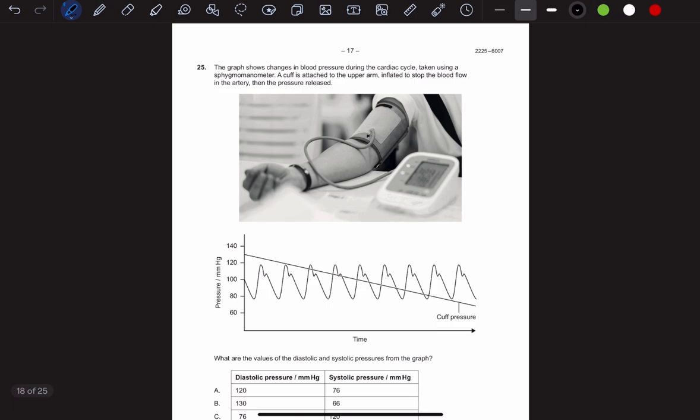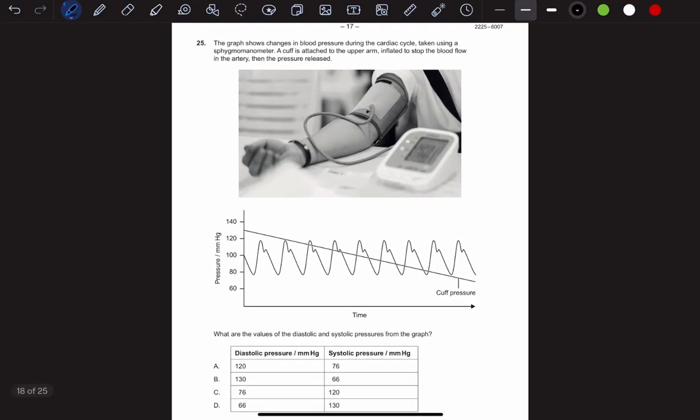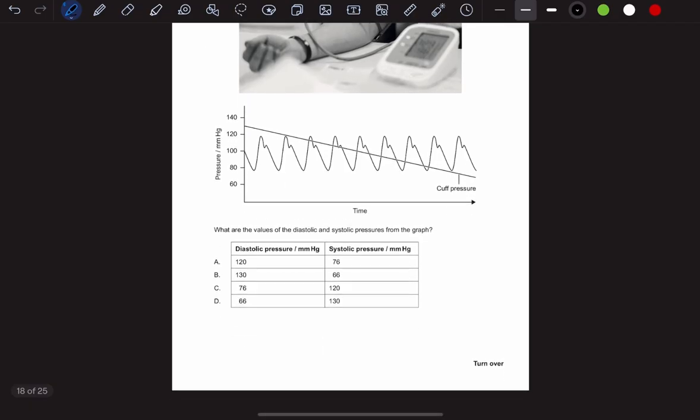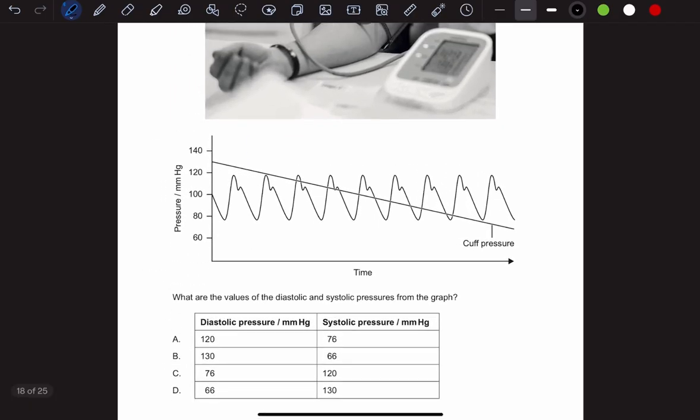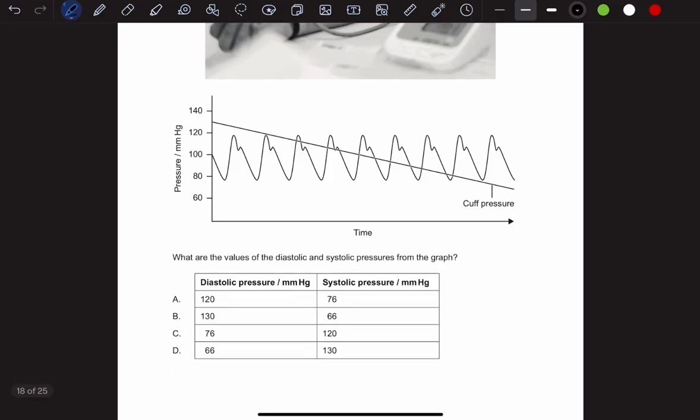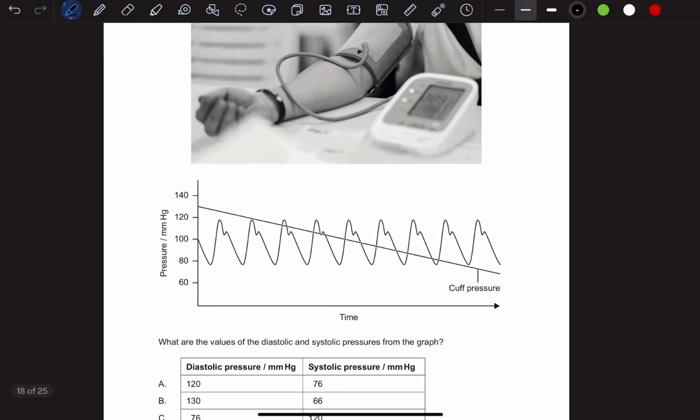Okay, 25. The graph shows change in blood pressure during the cardiac cycle, taken using a sphygmomanometer. A cuff is attached to the upper arm, inflated to stop the blood flow in the artery, and then the pressure is released. Yeah, a blood pressure machine. What are the values of the diastole and the systole on the graph? It's a good question.